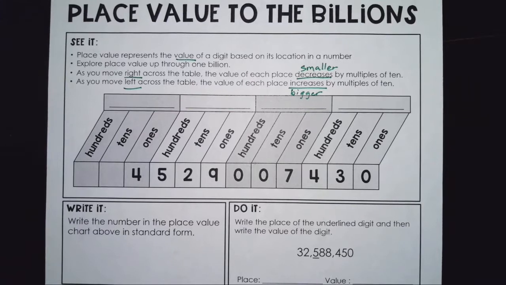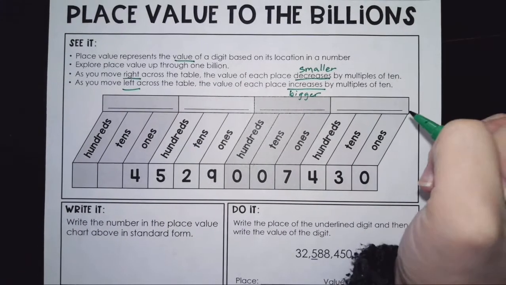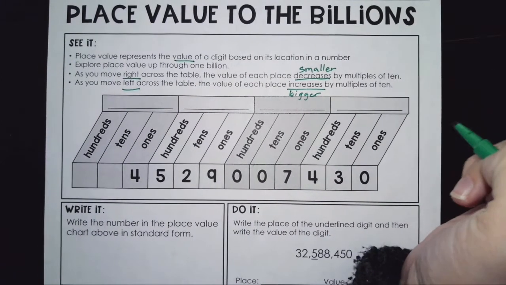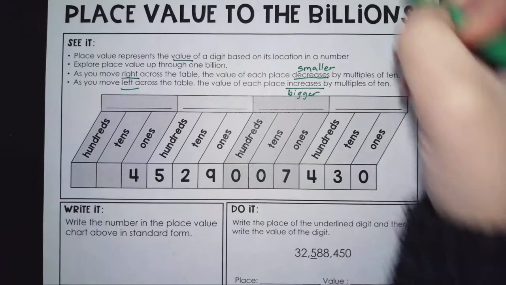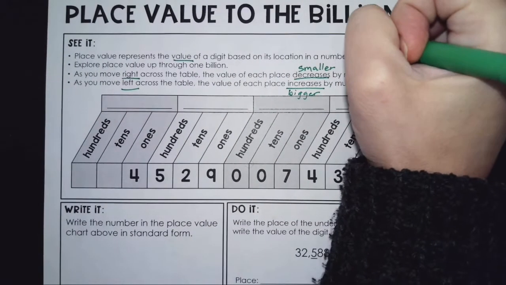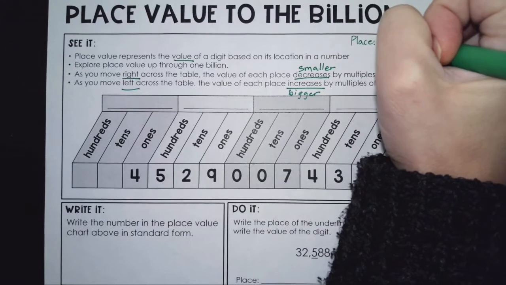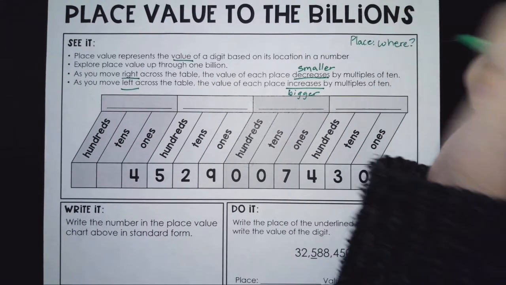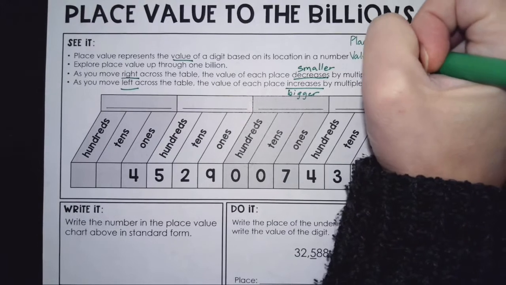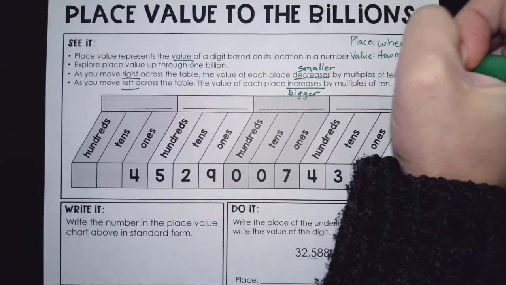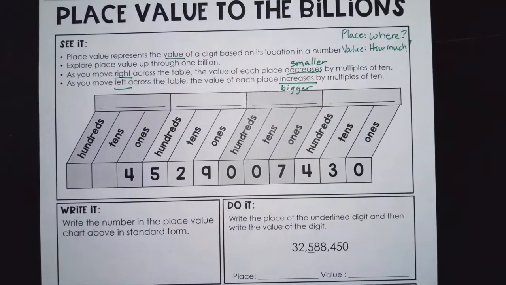So what that means is we're going to look at two different things, the place and the value. The place tells where it's at, and the value tells you how much. Okay, so just remember that.